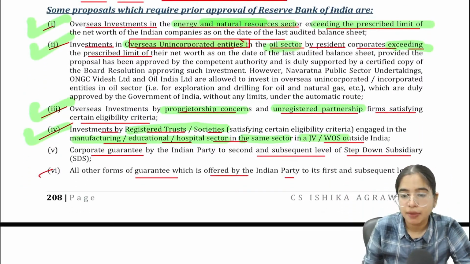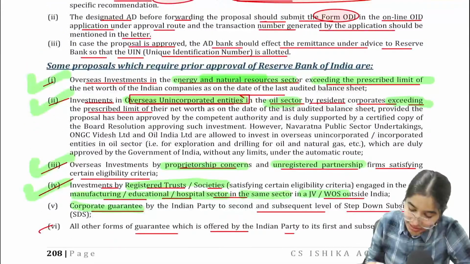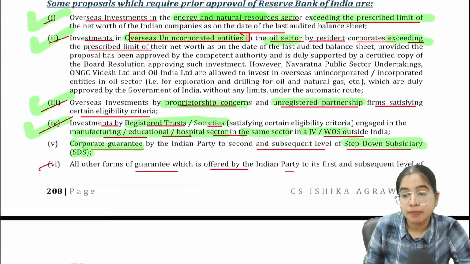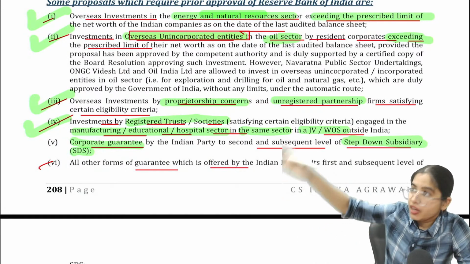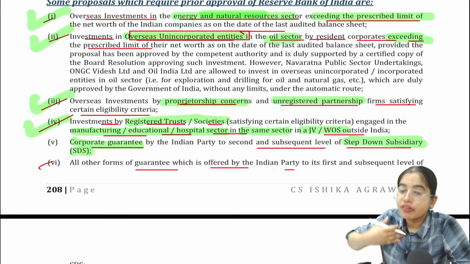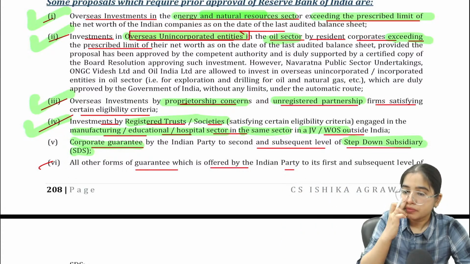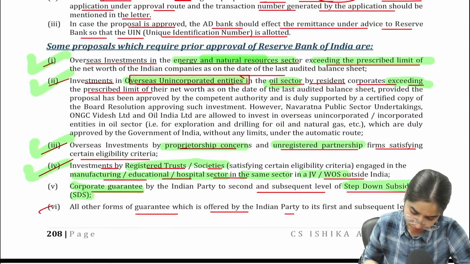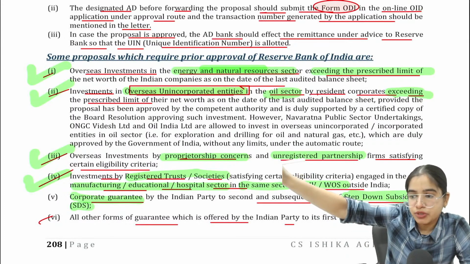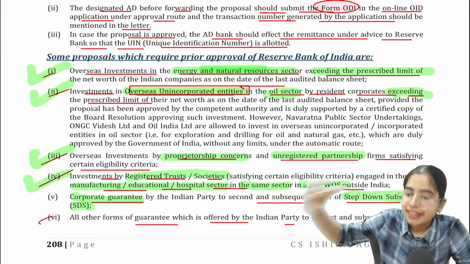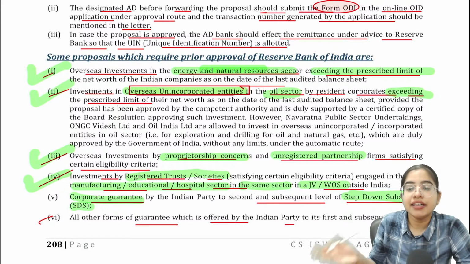then also we have to take the RBI approval. Next, if we are giving corporate guarantee to our step down subsidiary. What do you mean by step down subsidiary? Our subsidiary is outside India and we are giving a guarantee to that subsidiary. Giving that guarantee is in the form of debt. This is not in the form of equity.